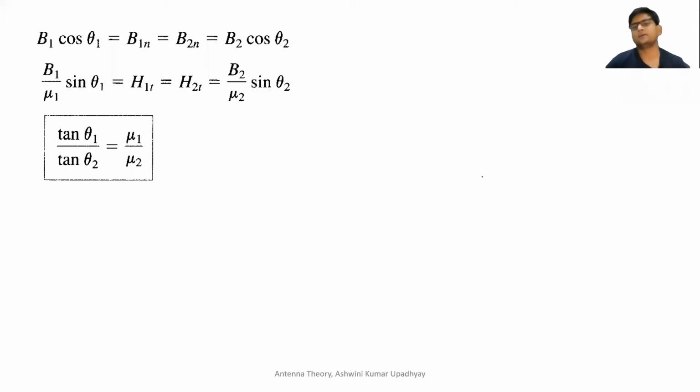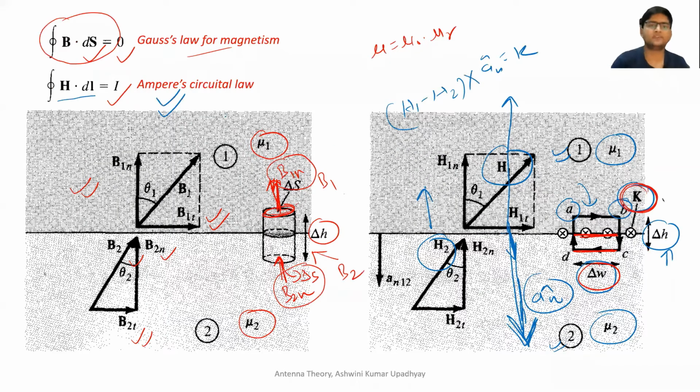Now let us quickly define a relationship between these angles θ1, θ2 and permeability mu1 and mu2. In this diagram, the angle between B1 and the normal to the surface is θ1, and the angle between B2 and the normal to the surface is θ2. Using this angle θ1 and θ2, you can define the normal and tangential components. So B1n from this diagram will become B1 cos theta, and B1t will become B1 sin theta.